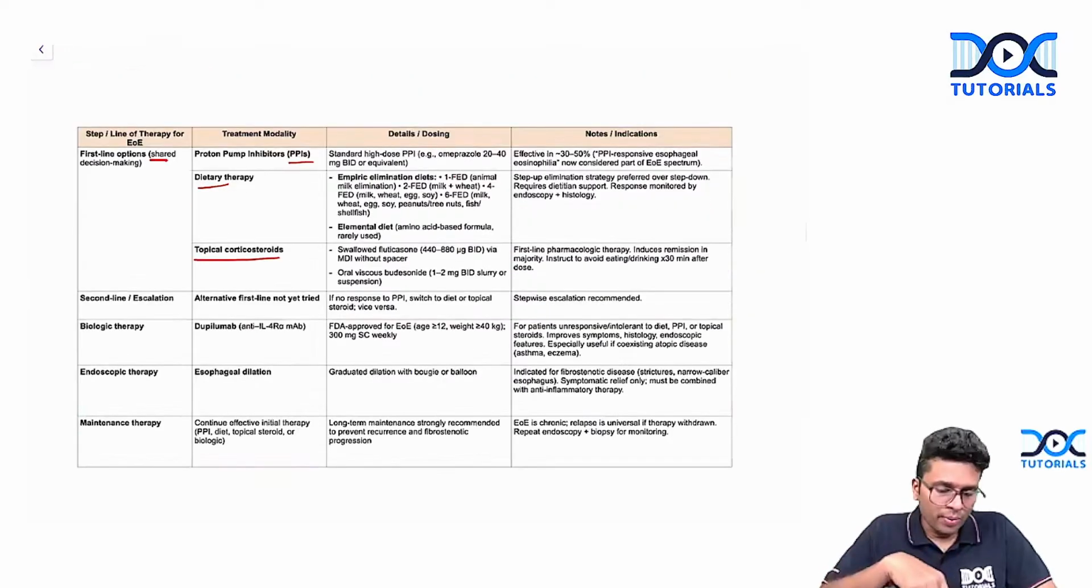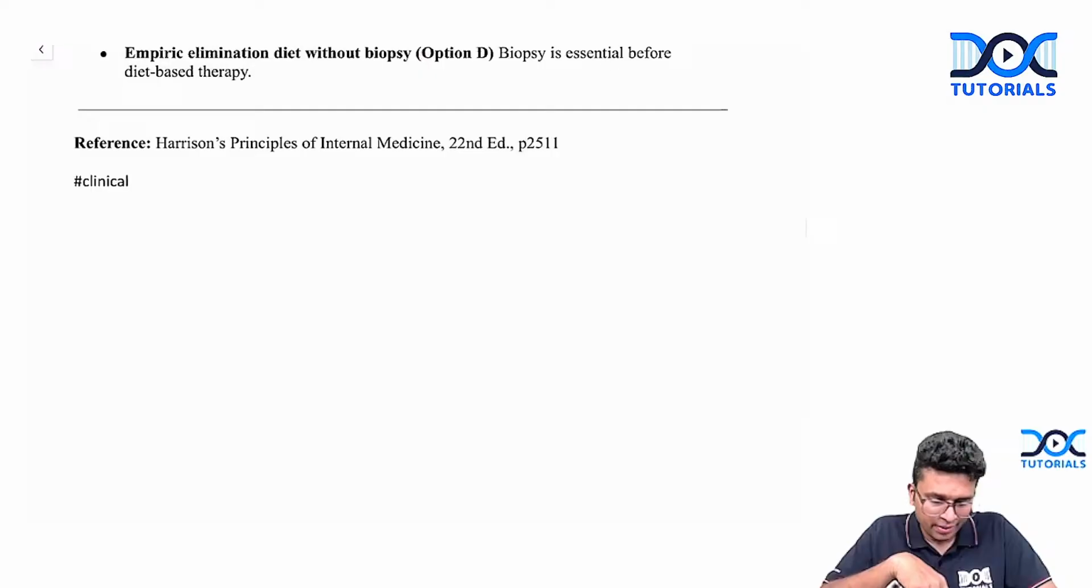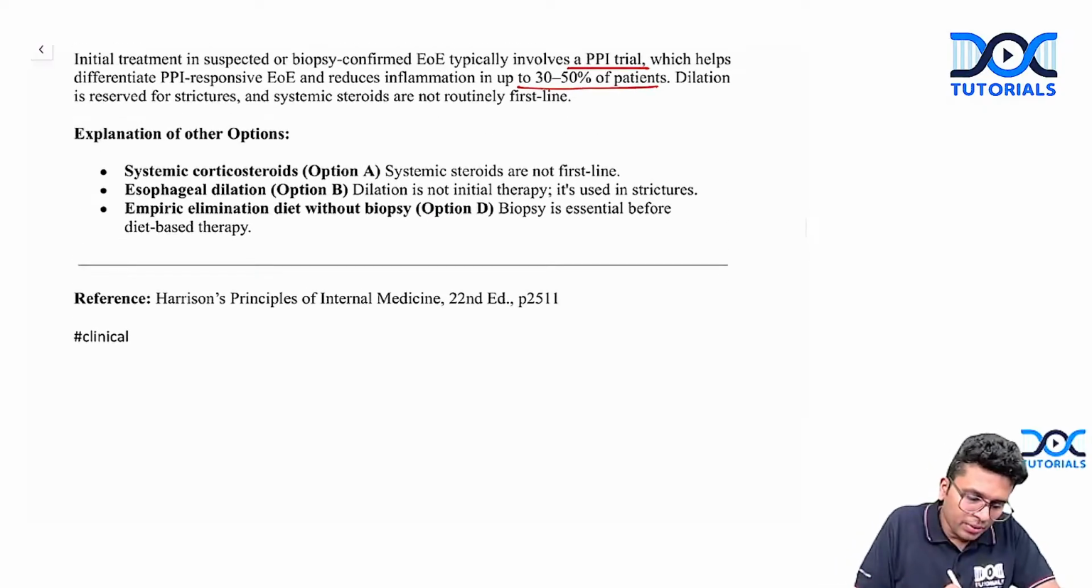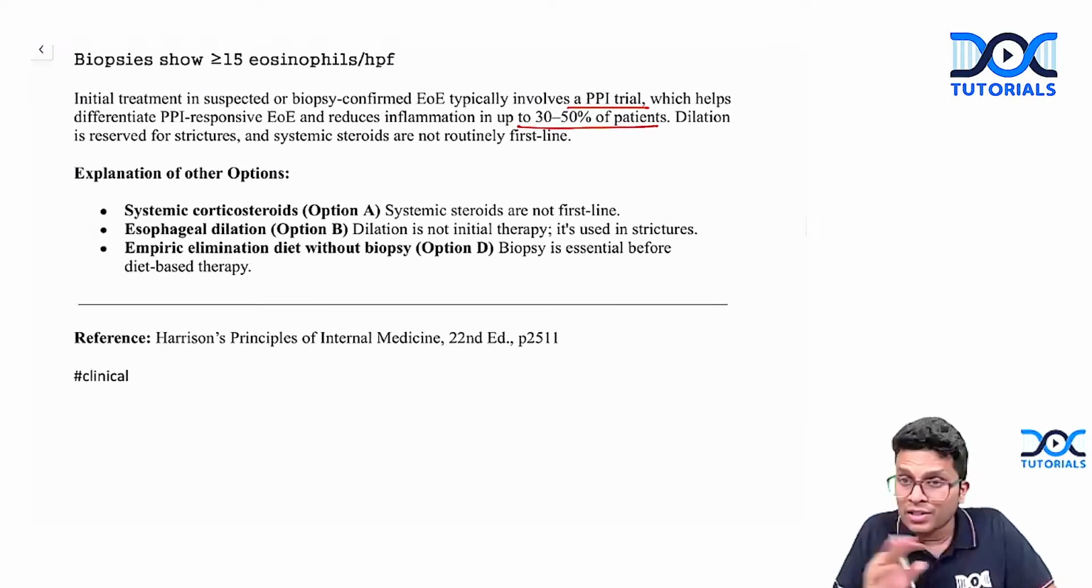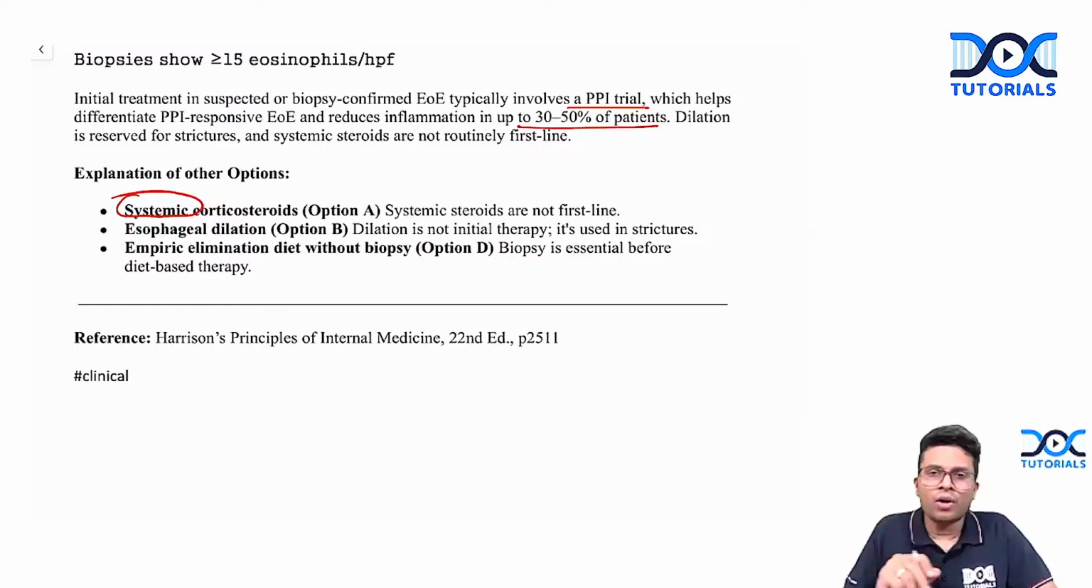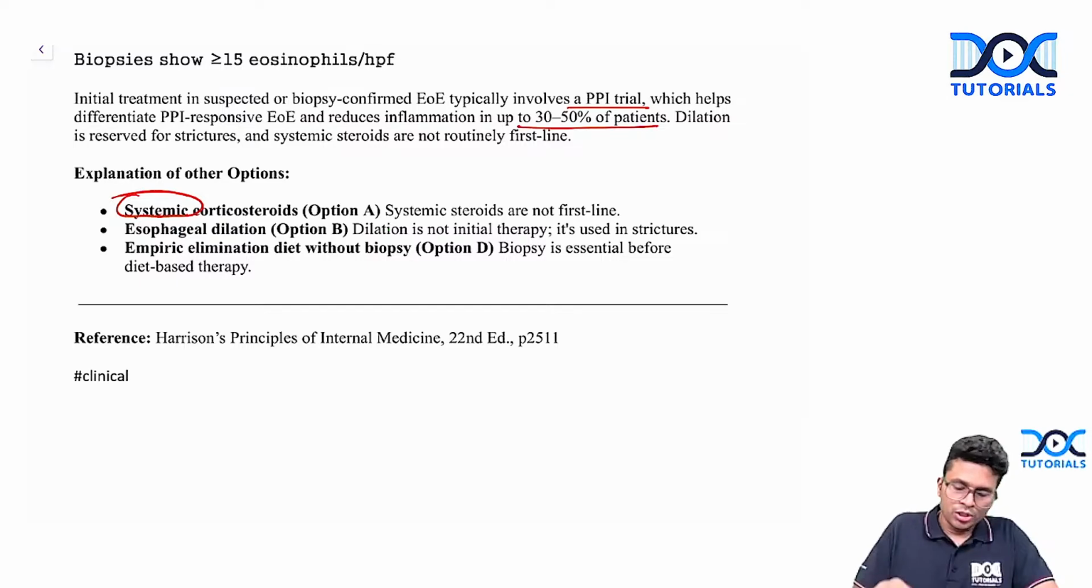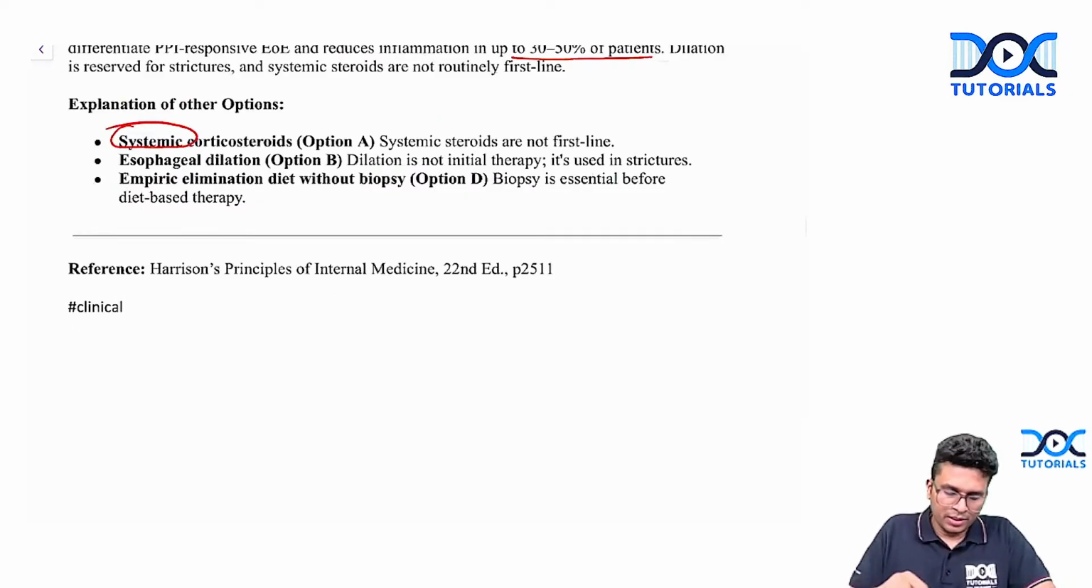However, in this question, what you have to know is that systemic corticosteroids are not the first line. Topical corticosteroids are what is used. That's again an important point you should know. So these are the different options.